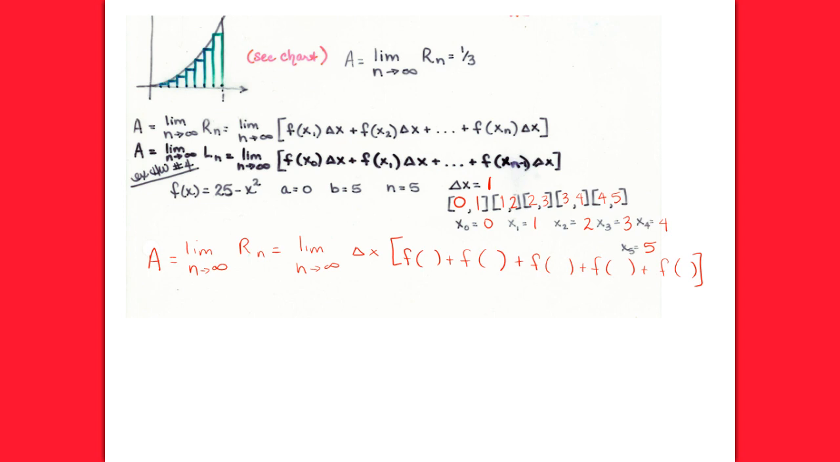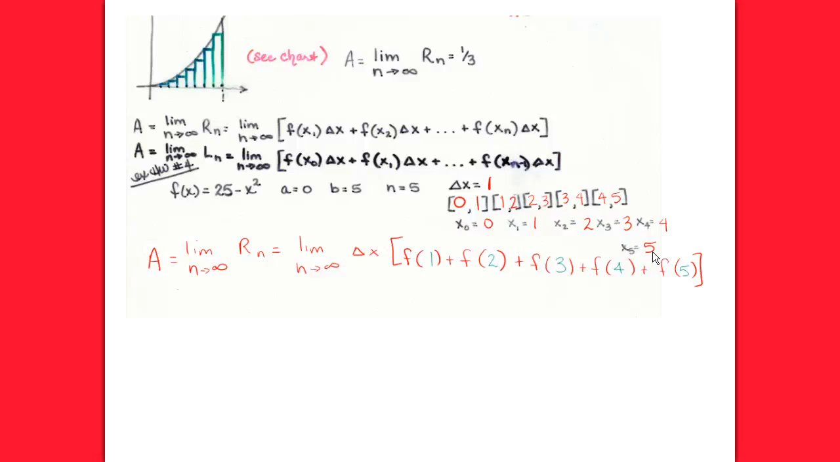Okay, so let's fill in what we know. We know that when we're using right-hand endpoints, we're going to start with 1, 2, 3, 4, 5, those values on the right. Or you could use the definition that tells you do x sub 1, x sub 2, x sub 3, x sub 4, x sub 5. So that's what we've done as well. So whether you look at the subinterval and you pull out the right-hand value, or whether you look at the definition and you pull out the values that we've identified, either one's going to give you the same thing. We also need change of x.